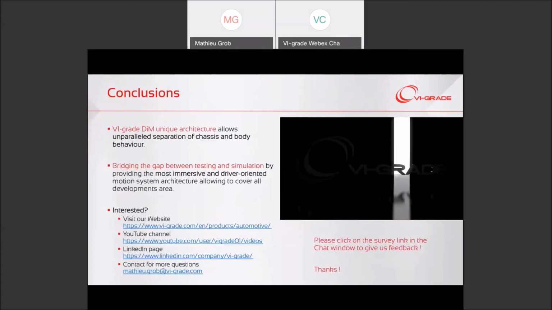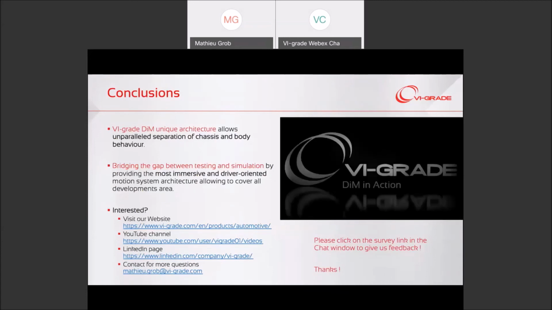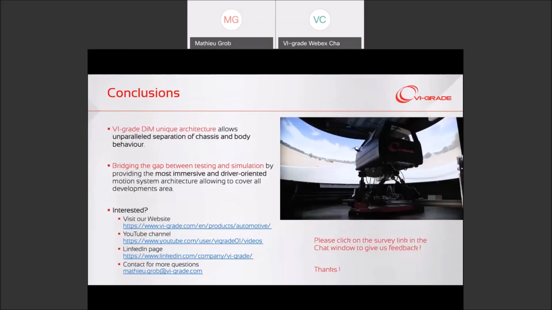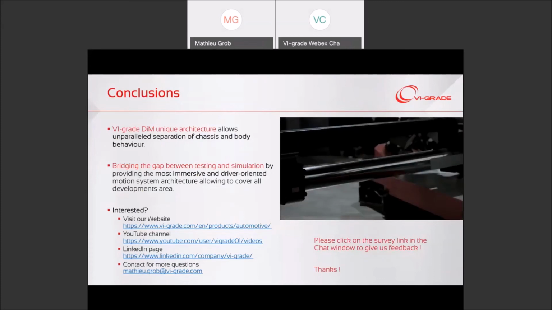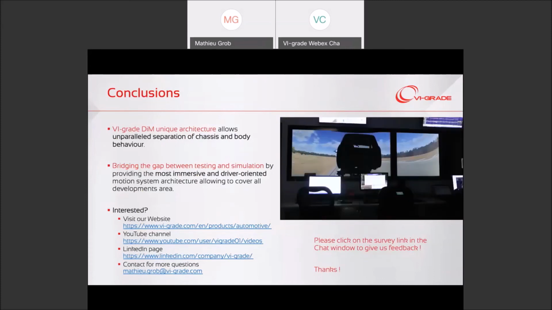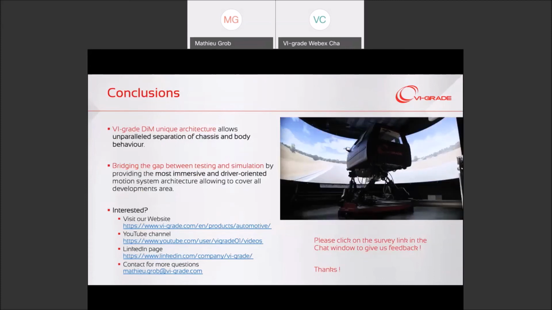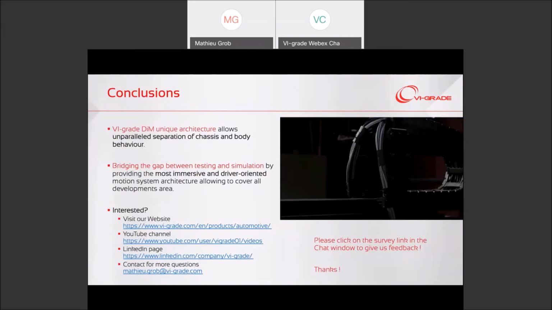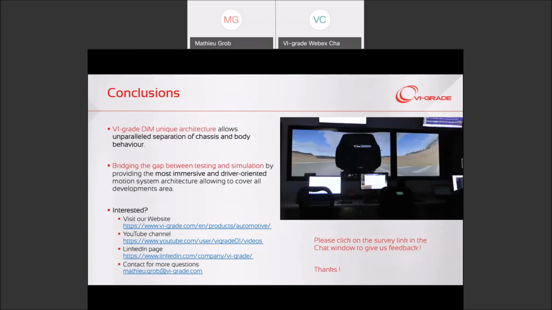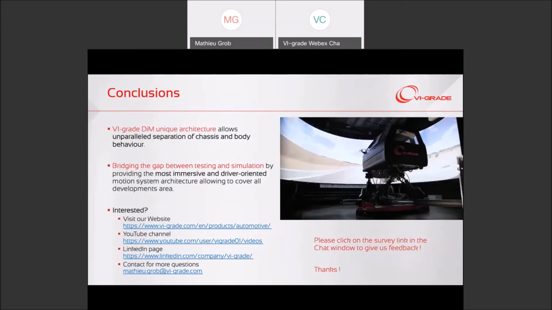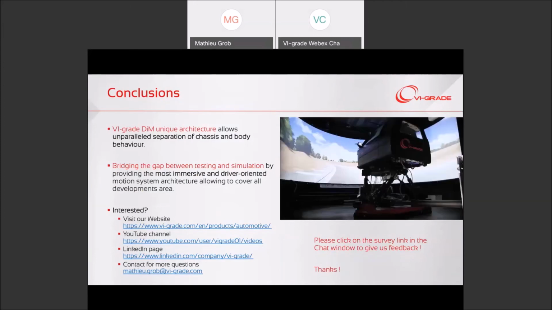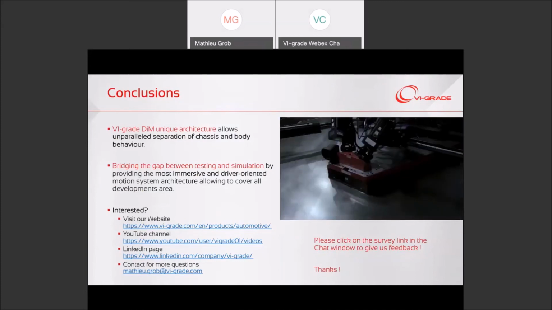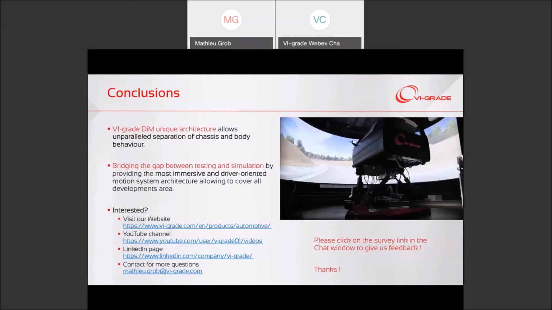So as conclusions, the ViaGrade DIM architecture allows unparalleled separation of chassis and body behavior, as I have shown you. It is bridging the gap between testing and simulation by providing the most immersive and driver-oriented motion system architecture, allowing us to cover all development areas. On the right, you can see our latest DIM videos that you can also find on our YouTube channel, showing, for example, here our DIM around the IDIADA track.